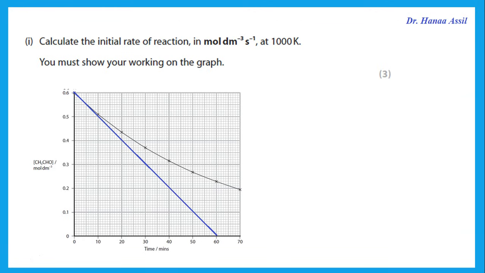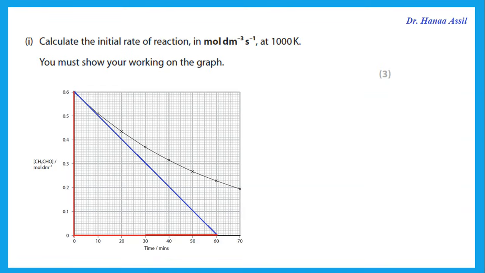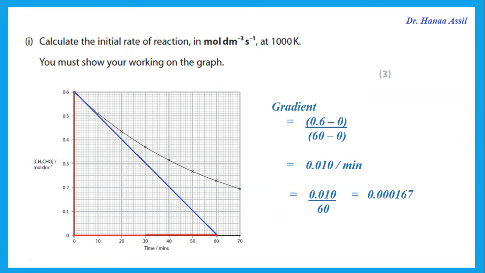That means at the beginning, at time 0, you draw a tangent, get its gradient or its slope. And remember, that means the difference in the y-axis over the difference in the x-axis. That is the rate. Now, we want it in mole per decimeter cube per second. Notice that the graph is giving it per minute. And that means you need to divide that by 60 to get it per second.